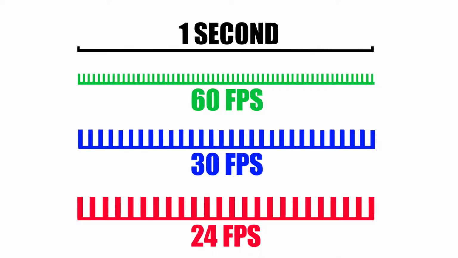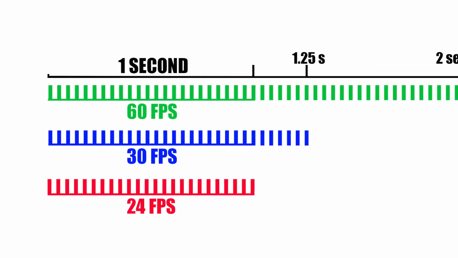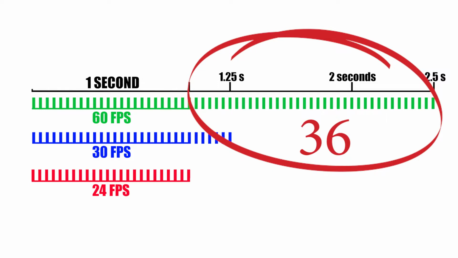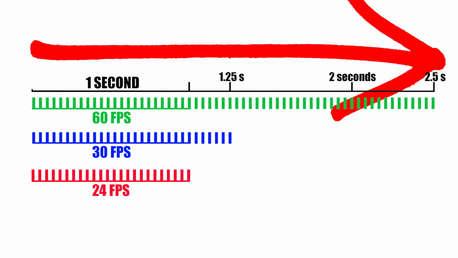When I convert 60 frames down to 24 frames per second, it stretches those frames out to fit only 24 of its frames in 1 second, leaving 36 leftover frames. This means it will take 2.5 seconds to play all 60 frames at 24 frames per second. And this is what causes slow motion.